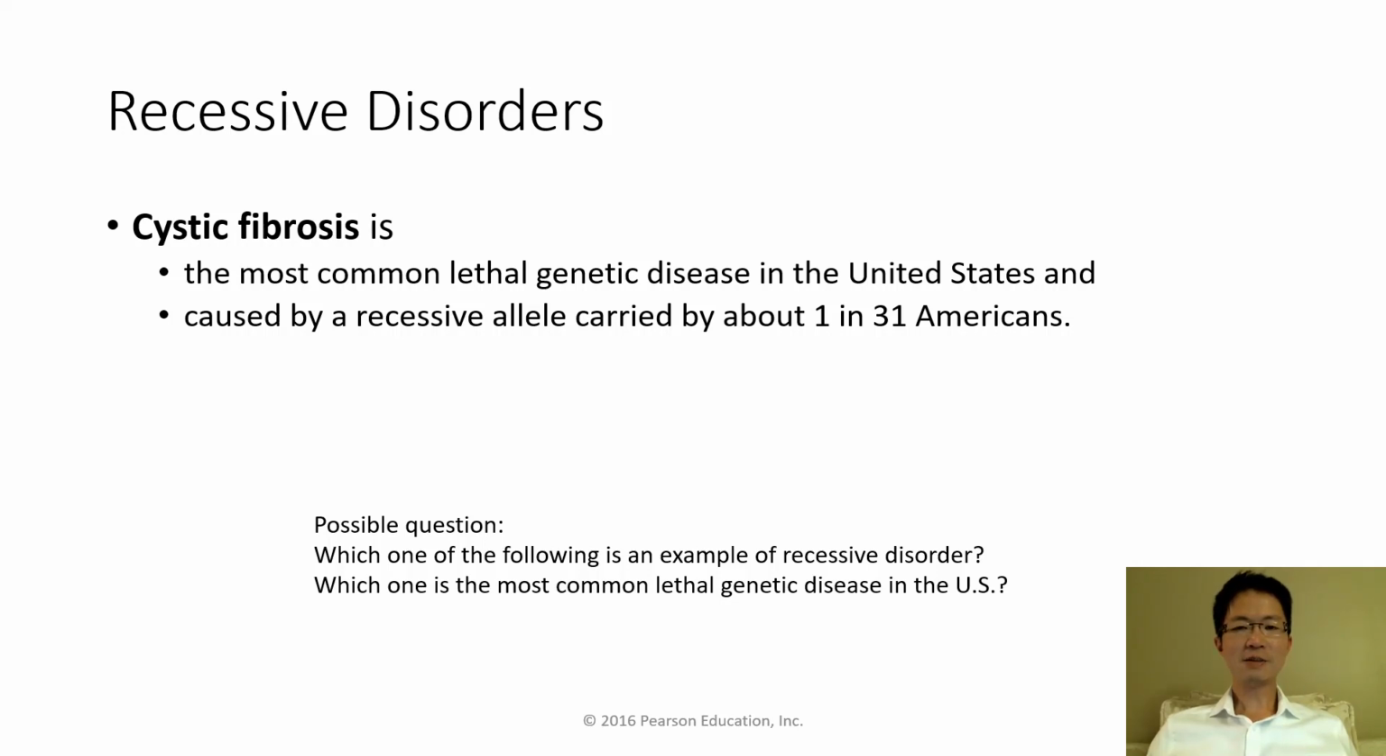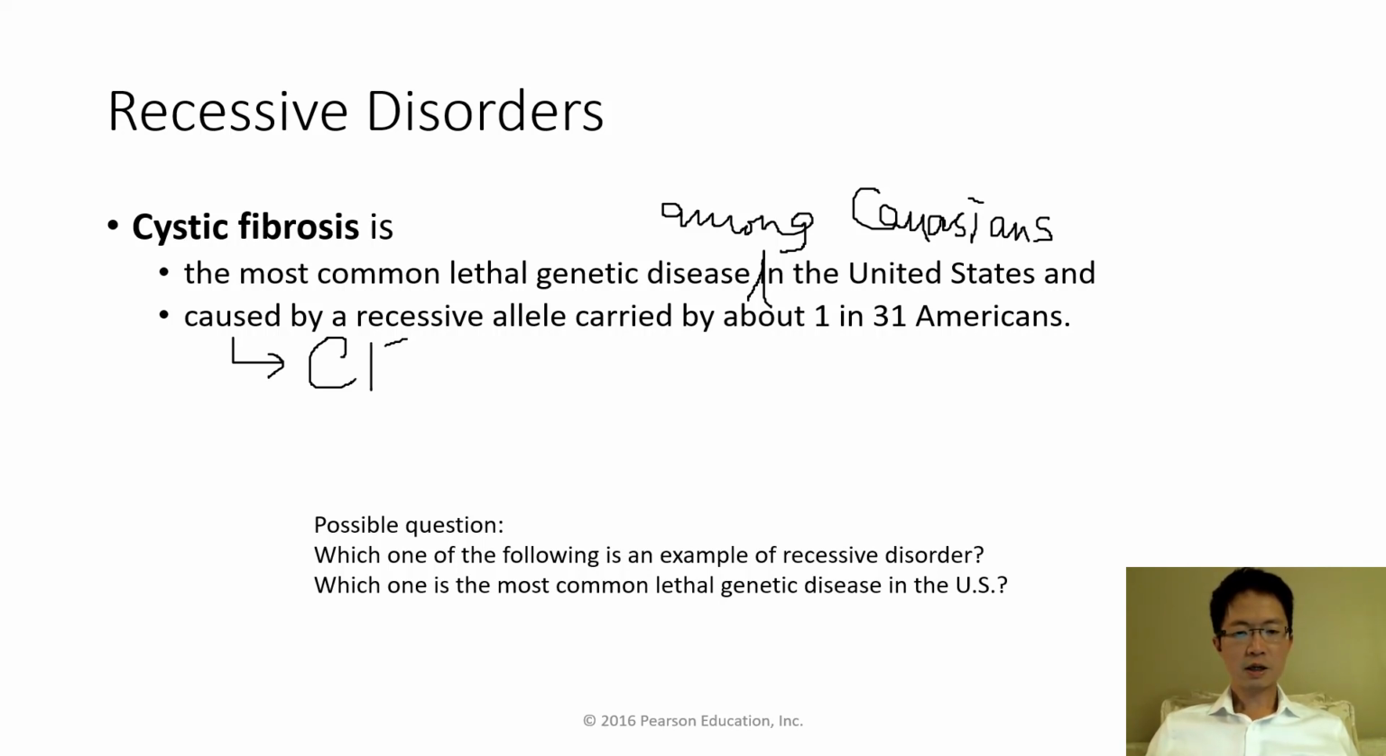Okay, let's take a look at some examples of recessive disorders. We'll look at cystic fibrosis first. It is the most common lethal genetic disease among Caucasians in the United States. And yes, this cystic fibrosis is caused by a recessive allele. About 1 in 31 Americans. The cause is that the chloride ion cannot go through the cell membrane.